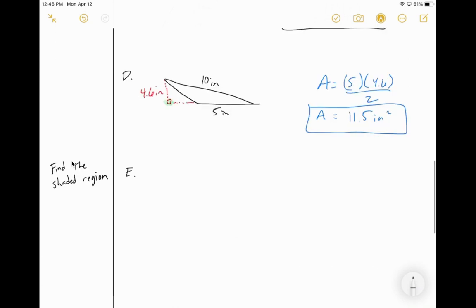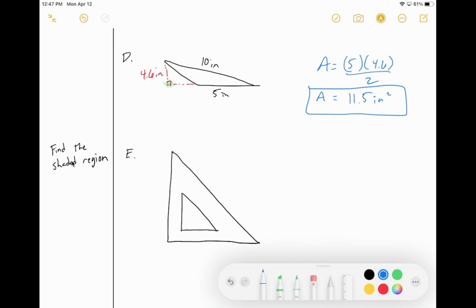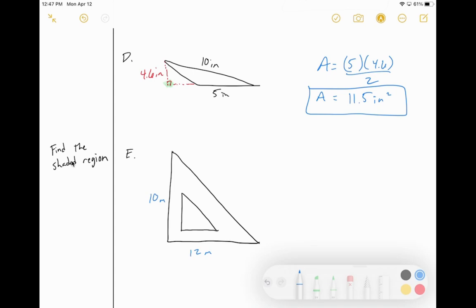So I'm going to draw a triangle, a right triangle. I'm going to draw a little triangle inside of it because I'm like cutting a hole out. Okay. Let's just put some numbers here. Let's say this is 12 and this is 10. We'll say meters. And let's say that this is 6 and 5.